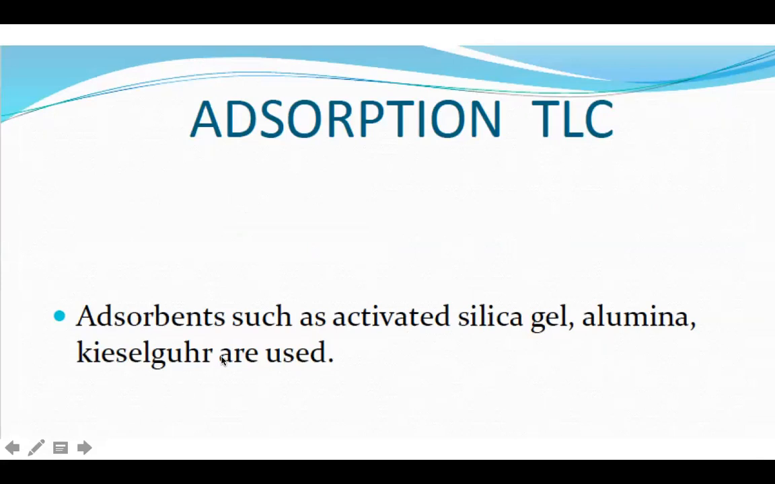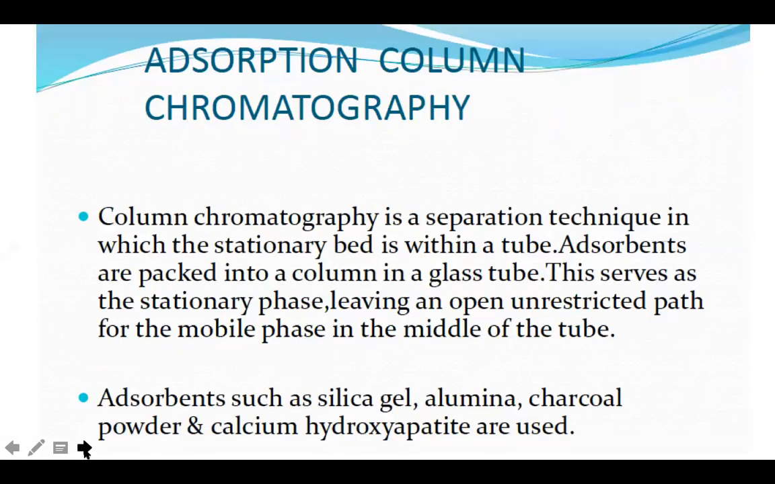Adsorption TLC. There is another thin layer chromatography called adsorption TLC. Adsorbents such as activated silica gel, alumina, kieselguhr are used in that case, adsorption thin layer chromatography. Adsorption column chromatography is another chromatography. Here, a column is used instead of the plate.